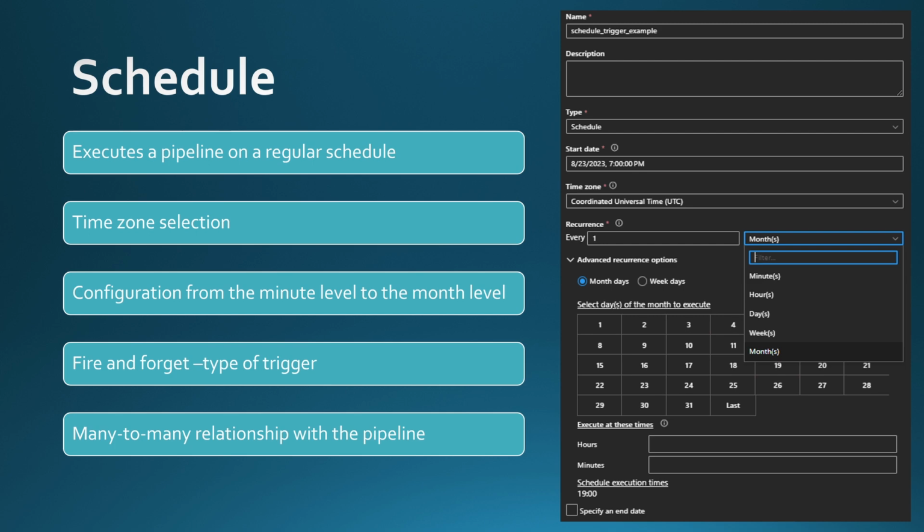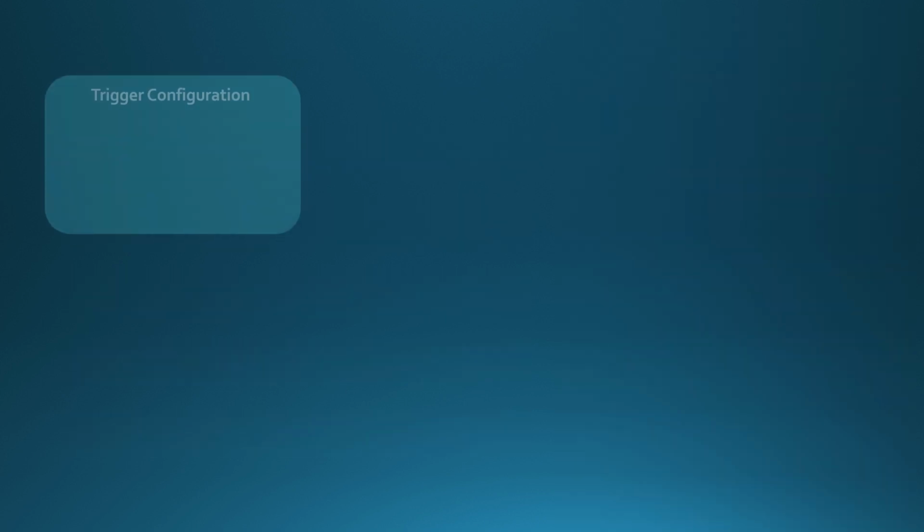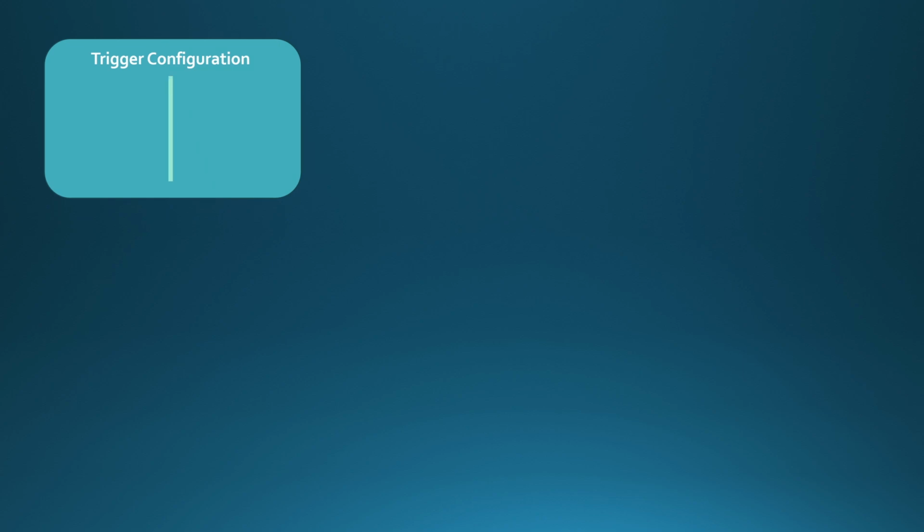Now let's go through a quick visual example of how the schedule trigger works. First, we have the trigger configuration. Our trigger type is going to be schedule. Our start date is going to be January 3rd, 4 p.m. Our time zone is going to be UTC, and our recurrence is going to be daily at 11 a.m.